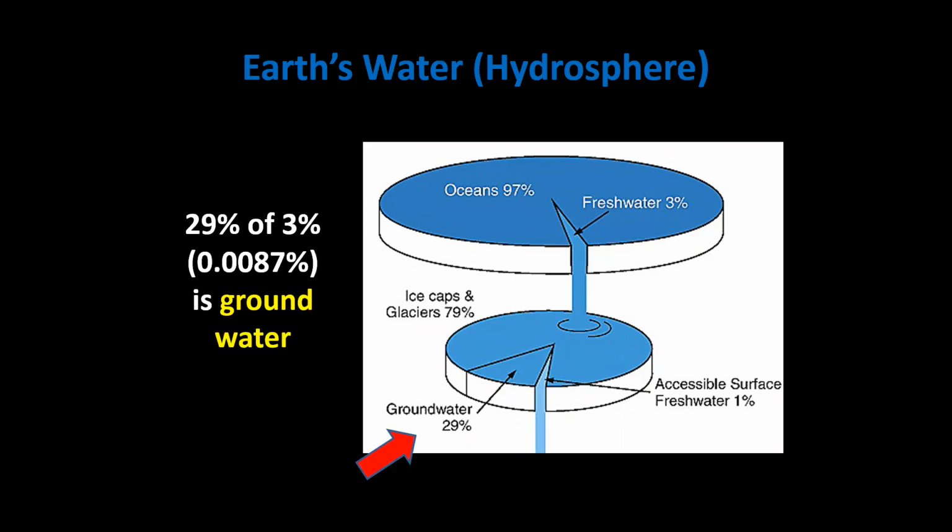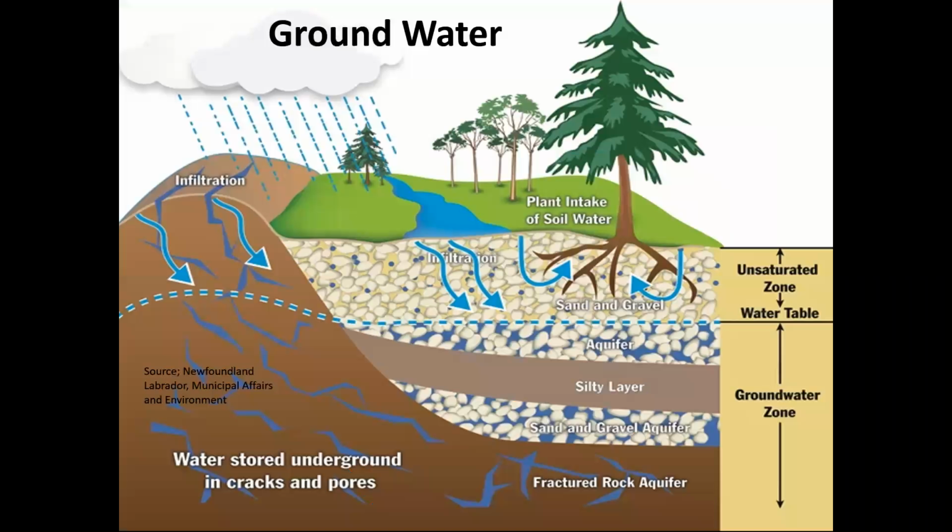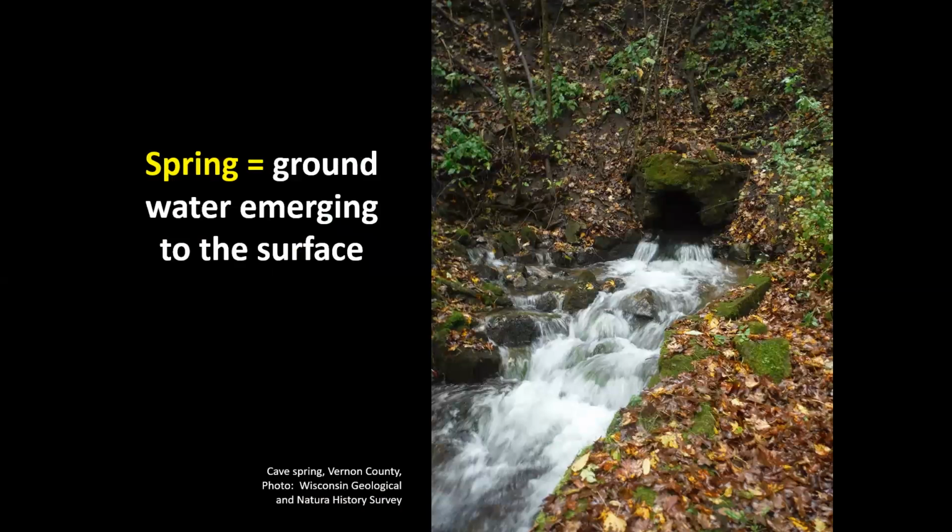Okay, now we're moving on from the cryosphere into groundwater. So it is 29% of the 3%. Now, groundwater is a saturated zone of the Earth's surface, in the cracks and the pores, and the top of it forms the water table. The water table will go up and down, but anything below the water table is called groundwater. A spring is nothing more than groundwater that is emerging to the surface. So this is an example of a spring.